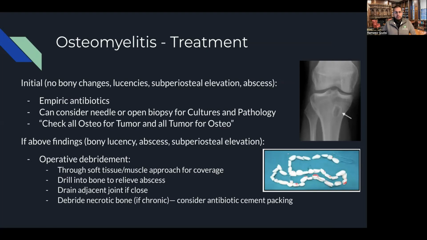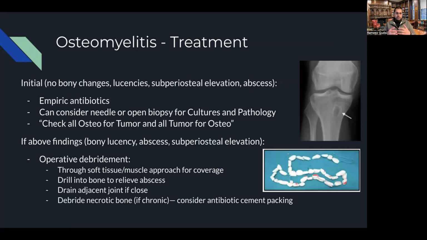So operative debridement would include a through soft tissue and muscle approach to allow for coverage, meaning you want to avoid incisions that are directly over bony prominences. For example, the medial tibia would not be a great place to access the bone because there's not much coverage there, and you worry about soft tissue defects. So go through an approach where you do have muscle overlying the bone when you're done to reduce the chance of a soft tissue problem.